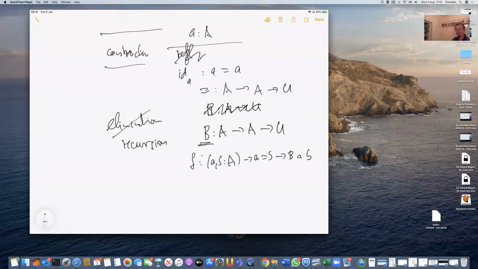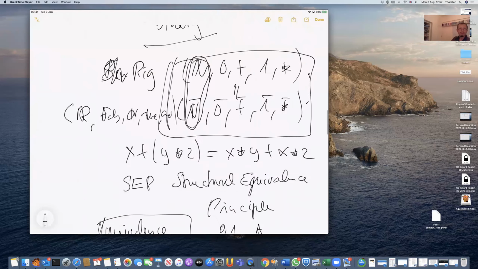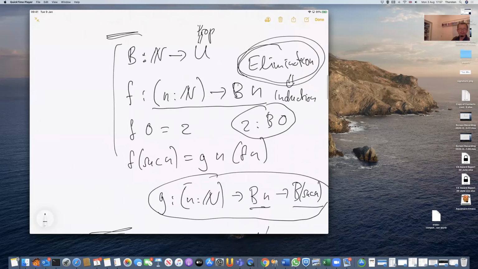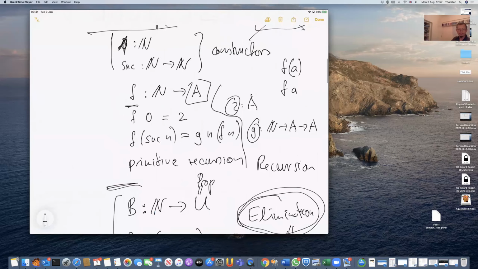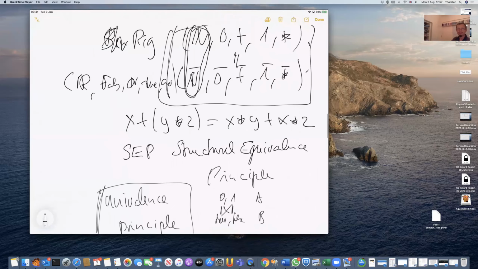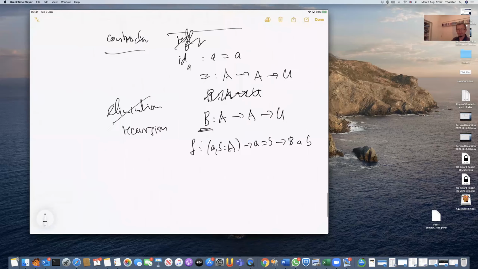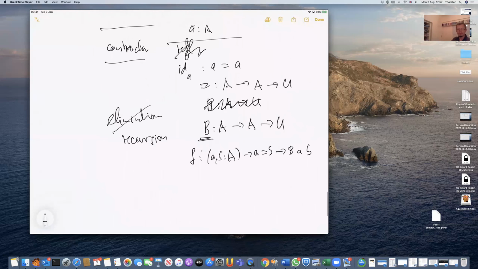Like before, when we did the natural numbers, here I had A, and A was a type. A looks like the natural numbers. But here, for equality, I need something which looks like equality. And now, what do I say? To define such a function, it's actually enough to define it for reflexivity. So it's enough to define f of a a, refl of a.